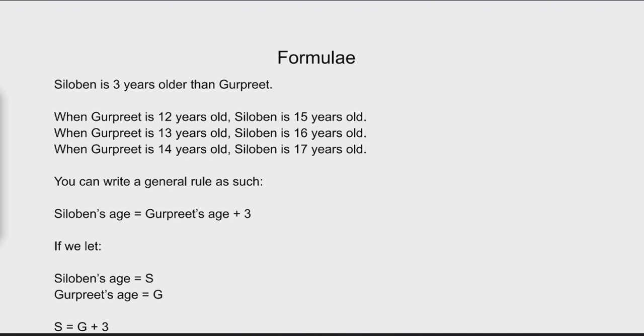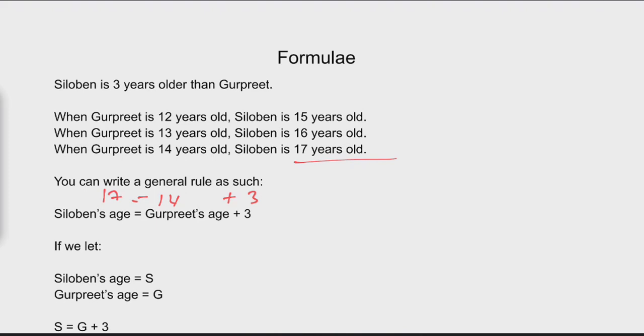So Saliben is 3 years older than Gurpreet. When Gurpreet is 12 years old, Saliben's 15. When Gurpreet is 13, 3 years older, Saliben's 16. When Gurpreet is 14, Saliben's 17. And so we can write a general rule such that Saliben's age is going to be equal to Gurpreet's age plus 3. When Saliben was 15, Gurpreet was 12, that's 12 plus 3. When Gurpreet was 14, 14 plus 3, that is equal to 17, which we can see here was Saliben's age.